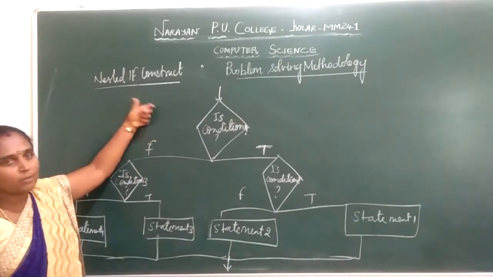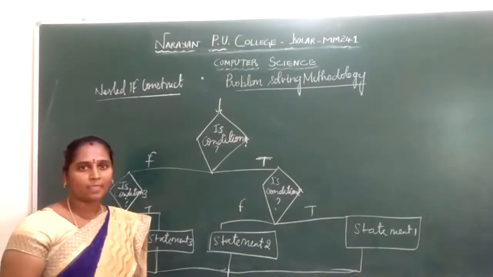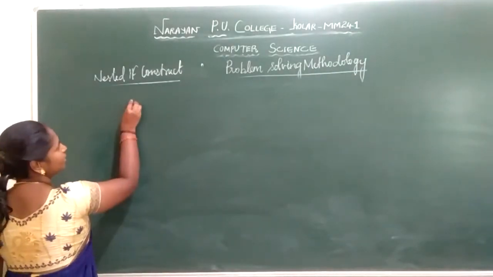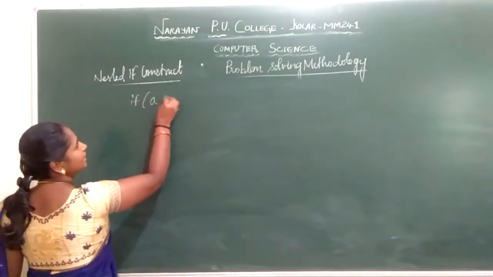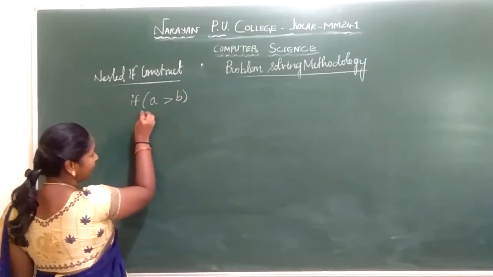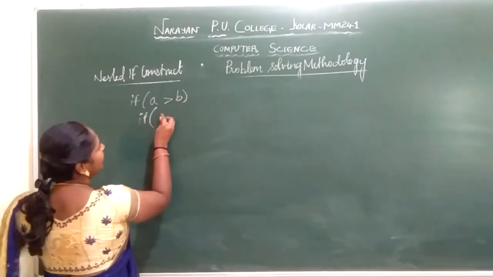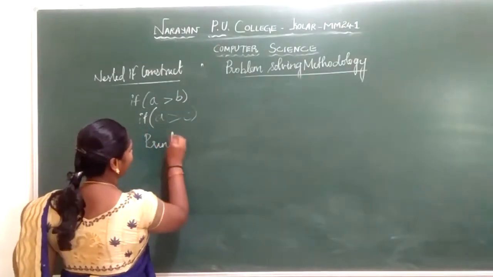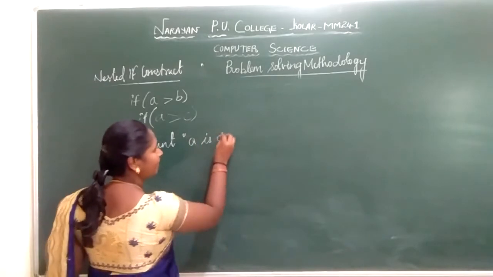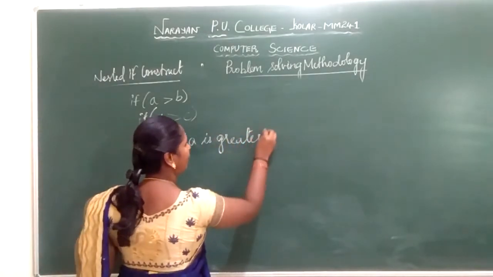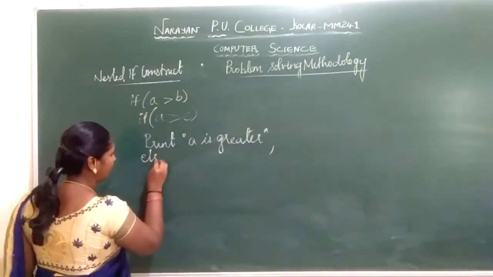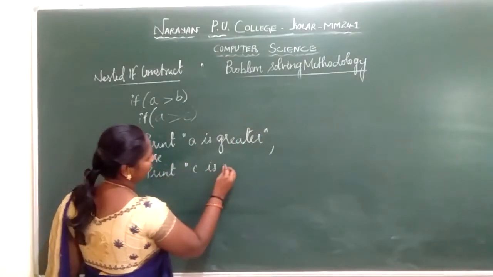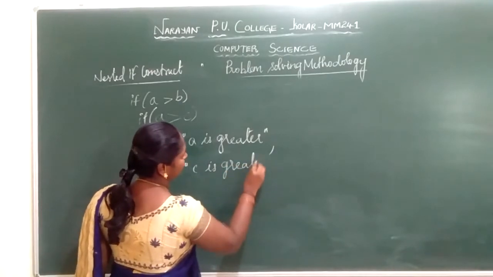Let's see an example problem for a nested if construct and how it works. So first I am going to take if A is greater than B. Next, another nested if statement: A is greater than C. You are going to print A is greater, else print C is greater.